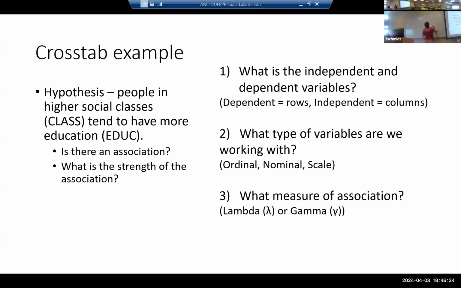What type of variables are these? So social class, what kind of variable is that? Ordinal? Yep, it's ordinal. I mean, that really depends on what we're talking about when we're talking about social class. If we're talking about wealth, then it's ordinal. It's talking about lower, middle, upper class. Okay.